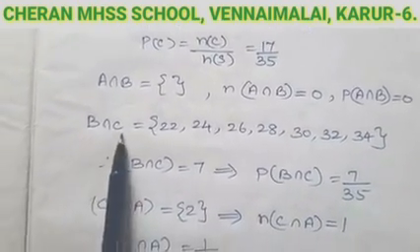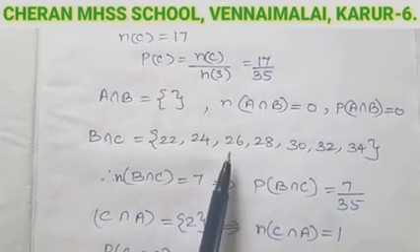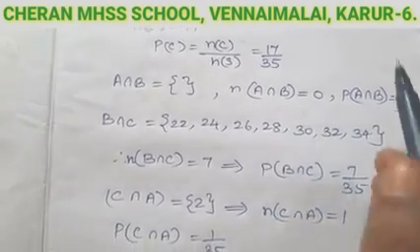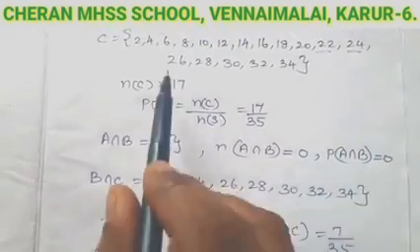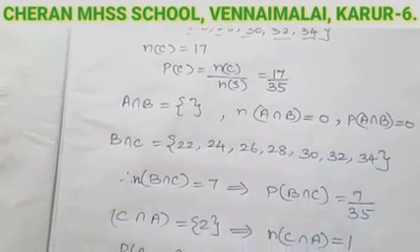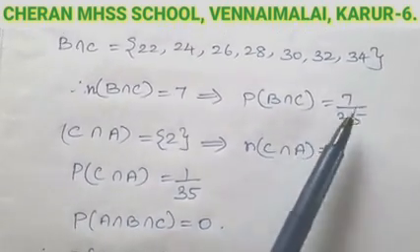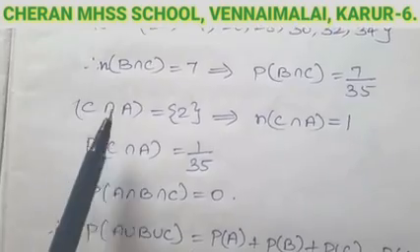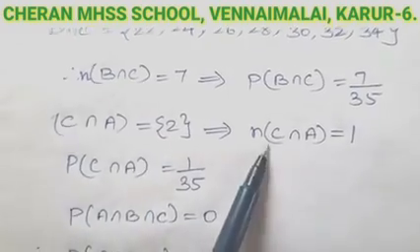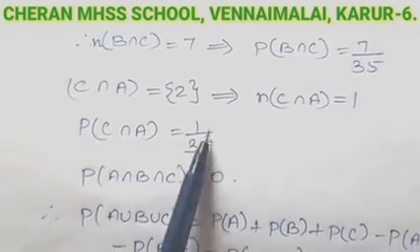B intersection C. Here in B intersection C we get 22, 24, 26, 28, 30, 32, 34. These are the common elements among B and C. It is common in both B and C. So we write n of B intersection C is 7. P of B intersection C is 7 by 35. C intersection A is 2, common. So n of C intersection A is only 1. That is P of C intersection A is 1 by 35.